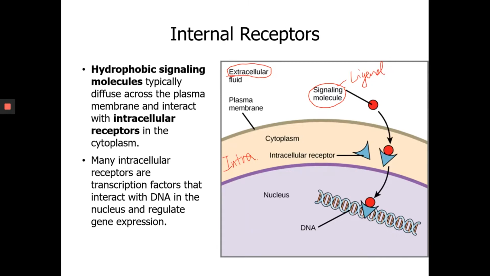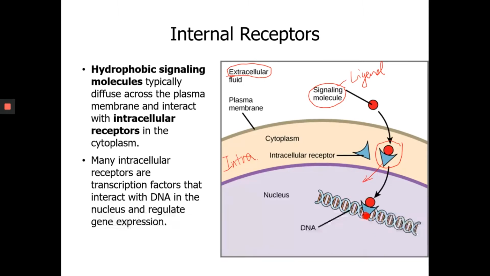Internal receptors combine with ligands that are small and hydrophobic, so that they can cross the cell membrane very easily. Once they're inside the cell, they're going to look for their intracellular receptors and bind to the receptors. Then this complex is going to move into the nucleus. Usually this binding causes a conformational change, so there's going to be an area where the receptor can bind to DNA.